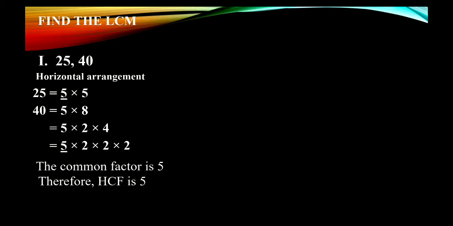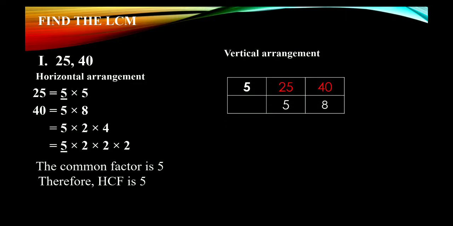See, this is the horizontal arrangement method. Now I am going to solve in the vertical method. We have 25 and 40 as the question. First we have to see that both the numbers are divisible by a common number. 25 is divisible by 5, and 40 is also divisible by 5. So I will write 5 here. 5 5s are 25, 5 8s are 40.